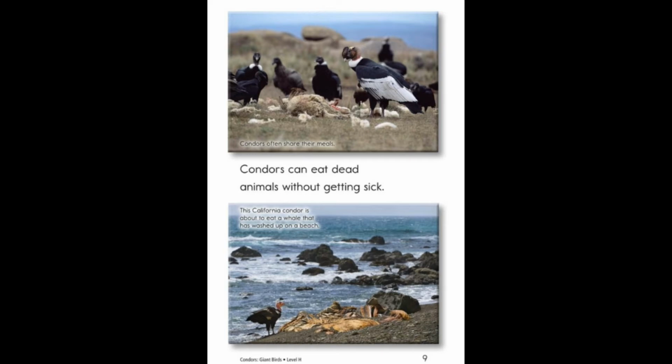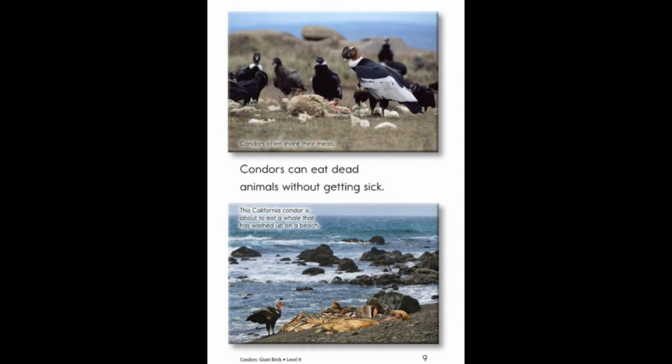Condors can eat dead animals without getting sick. And there's two captions on these pictures, so let's go ahead and read those as well. The very first picture at the top says condors often share their meals. The other one says, this California condor is about to eat a whale that has washed up on the beach. Oh no! That is a big whale.